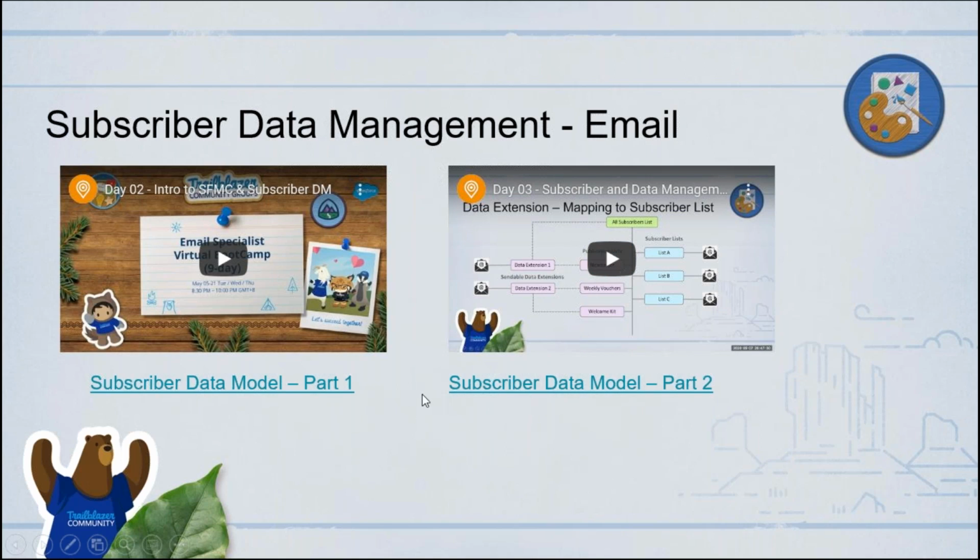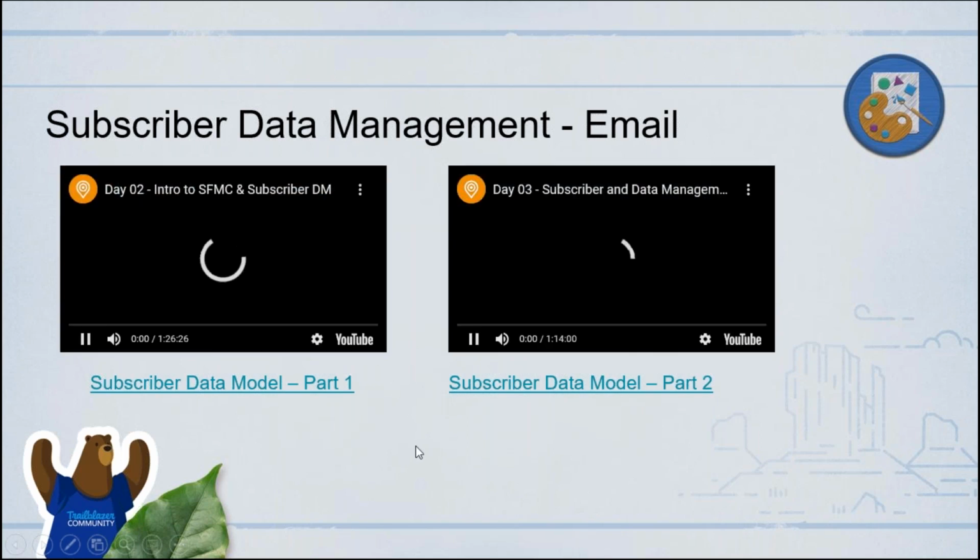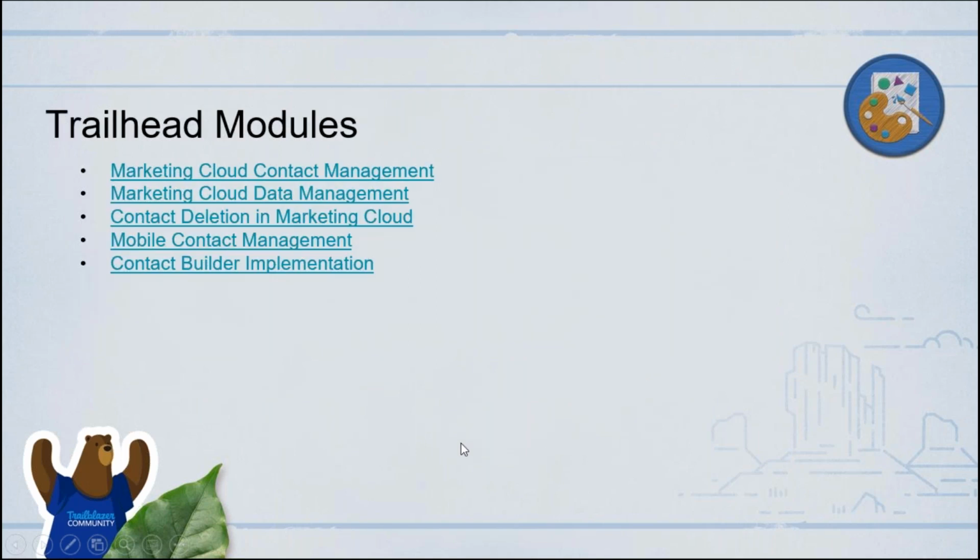There you will see the data model called subscriber list, which is different from data extensions and is only specific to email. We've also covered how data extensions are used for email marketing. I've also covered the Trailhead modules, so some of these modules will help with the topics that we covered today. You can refer to those.